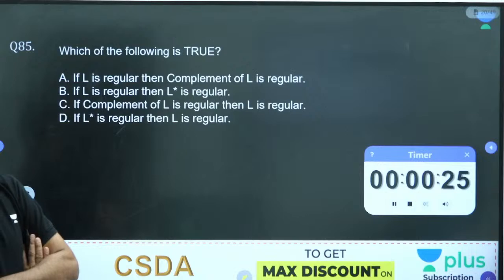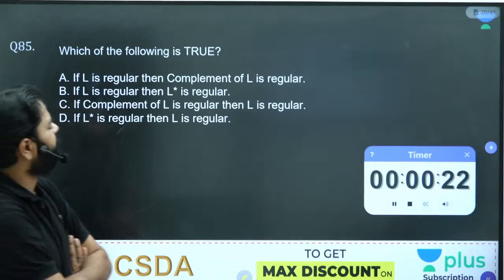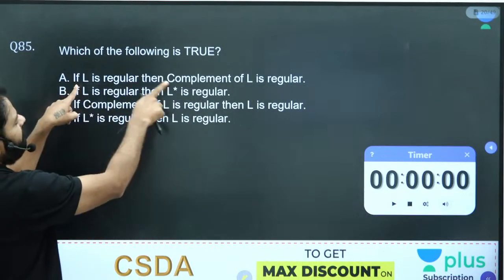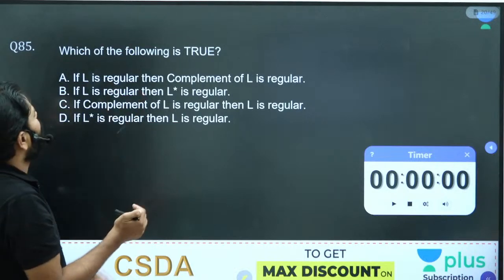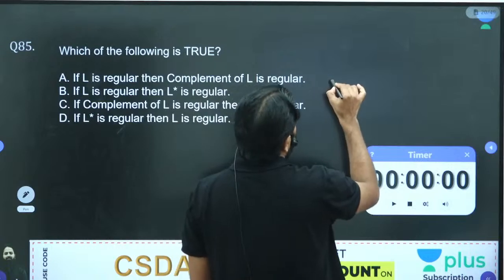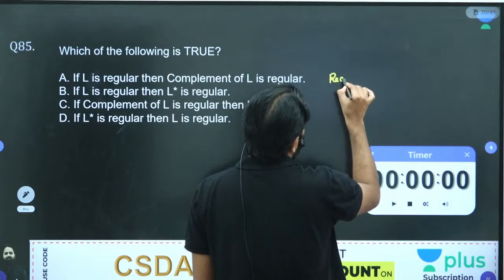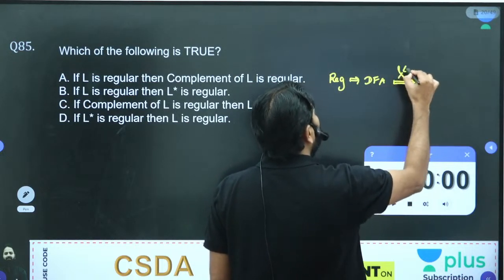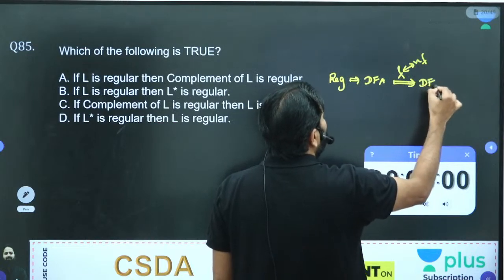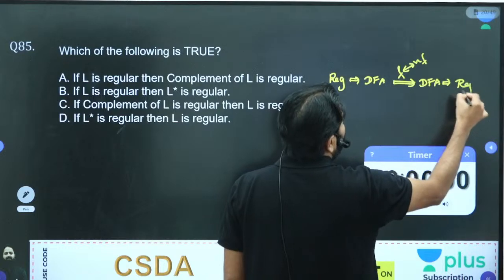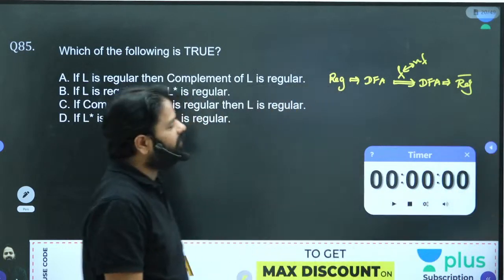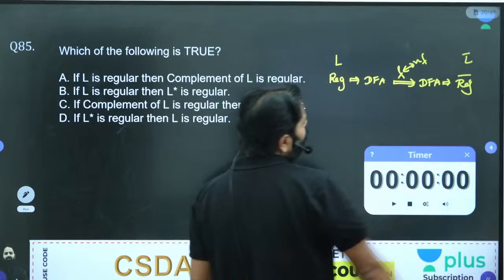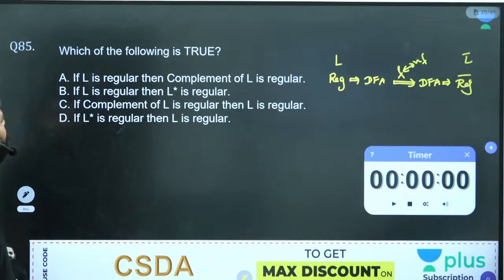Answer is: closure property will give you, if L is regular then complement of L is regular. We know that if you have a regular language, you can design a DFA and interchange final and non-final states to get another DFA, which definitely accepts the complement. So if L is regular, then L complement is also regular, no doubt about it, because both will have a DFA. So it's true.